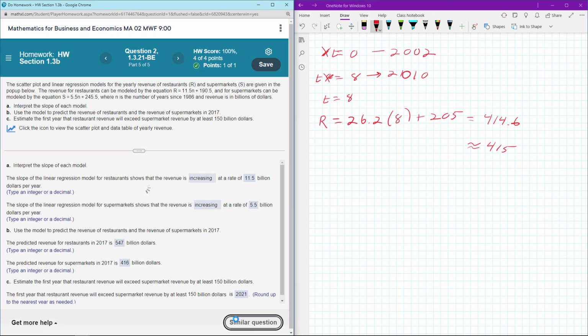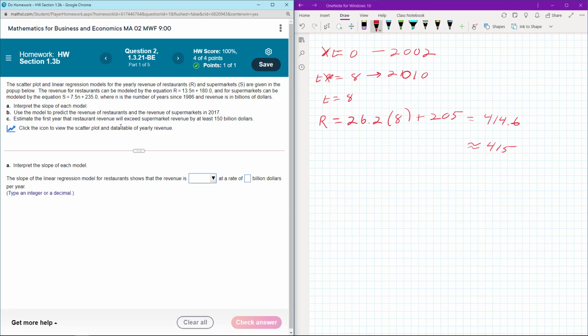And this brings us to problem number 2. Here we're going to be shown a scatter plot and regression models for the yearly revenue of restaurants and supermarkets. The regression model for the restaurants is 13.5n plus 180. And the regression model for supermarkets is the linear equation 7.5n plus 235, where n is the number of years since 1986.